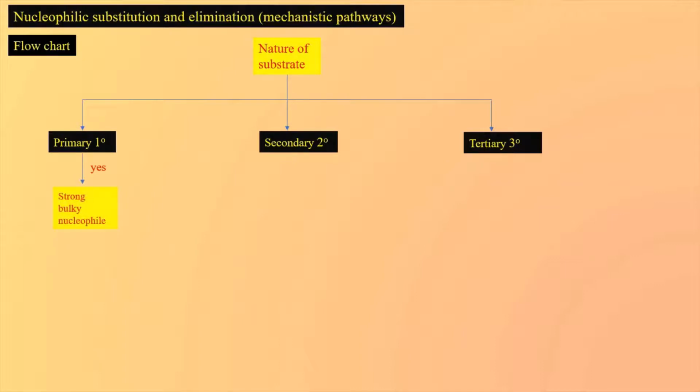Is your reagent a strong bulky nucleophile, that's an oxide? Remember that I showed you the oxide in the red box? If it looks something like that, you ask the question, is it a strong bulky nucleophile? Yes. Then, like I showed you earlier, primary carbon substrate with a strong bulky nucleophile, it's E2.